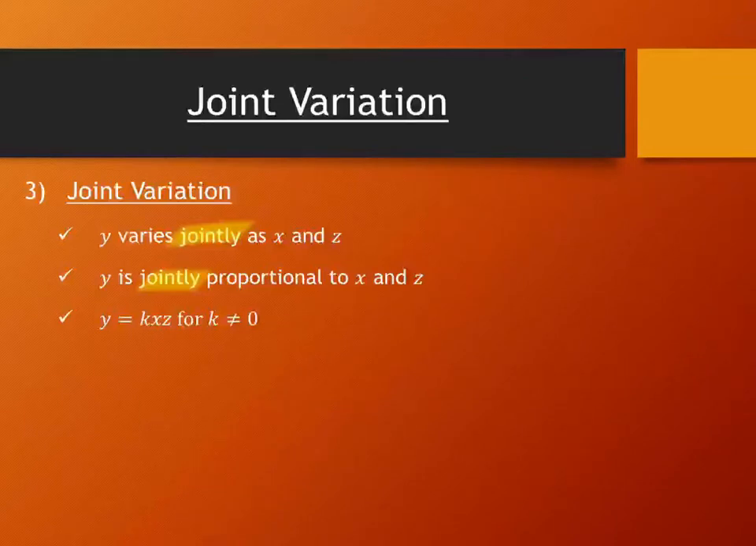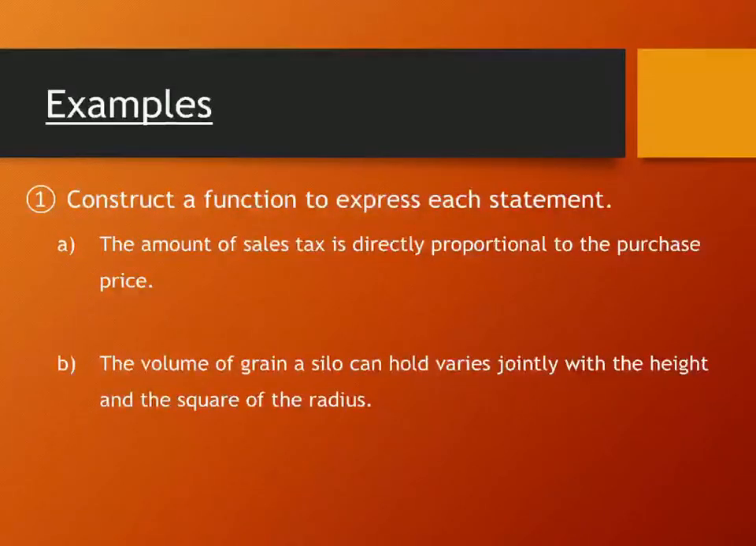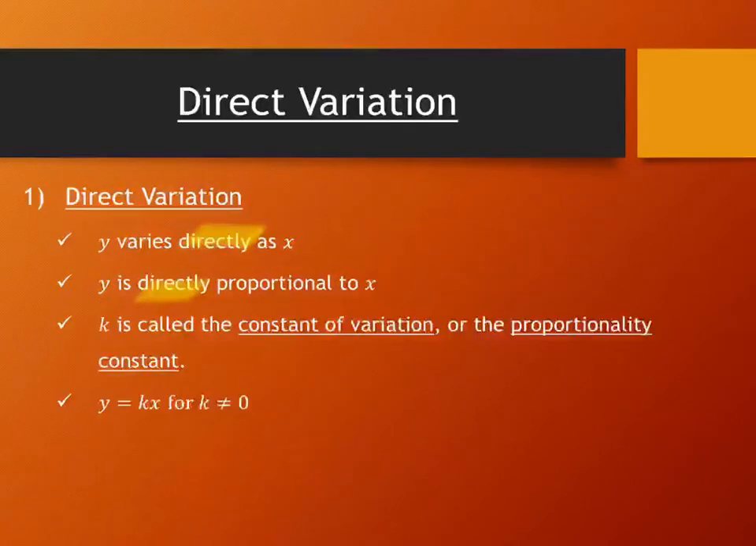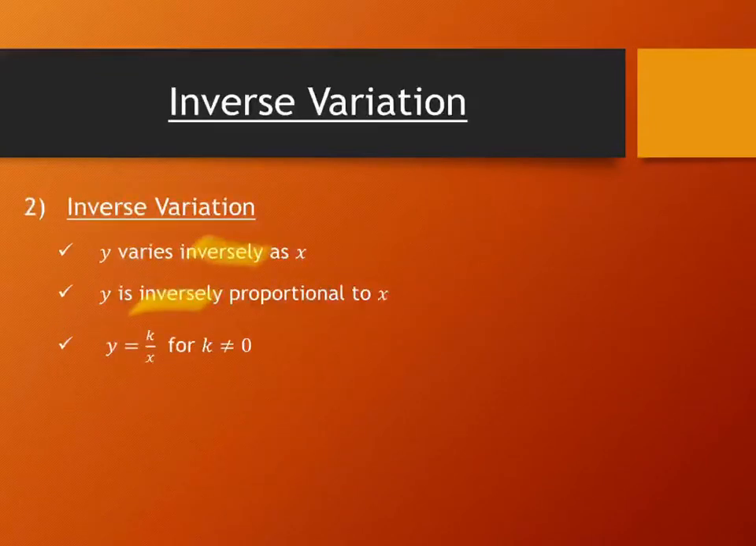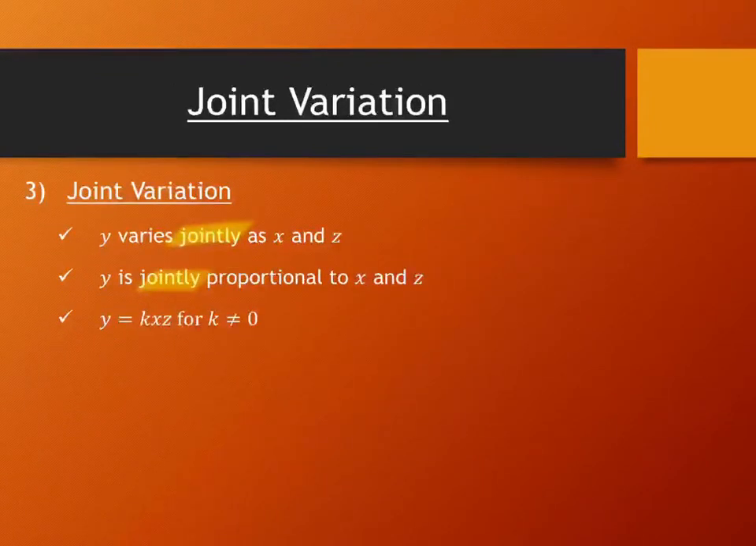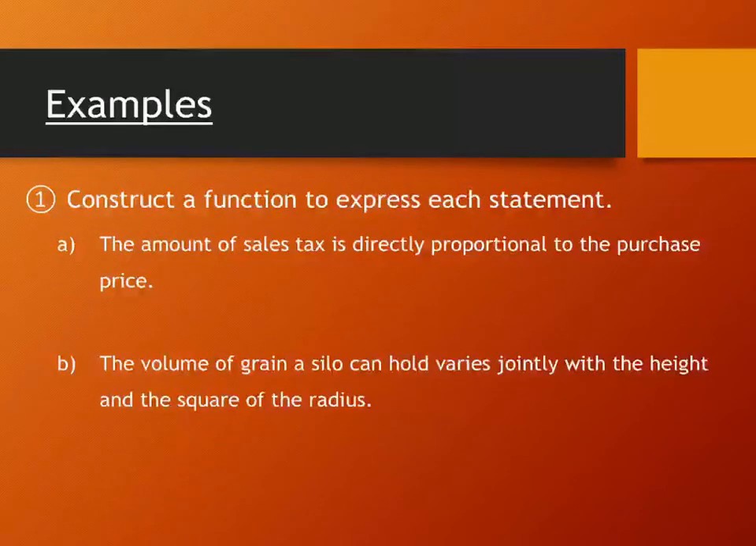All right, so we've got some examples. These are real examples instead of me making things up about current events. We're going to construct a function to express each statement, which just means we're going to write one of these equations. Our equations are going to be either y equals k times x, y equals k divided by x, or y equals kxz. We only have three choices, it's almost like multiple choice. Taking a look at the first one, it says the amount of sales tax is directly proportional to the purchase price. Somebody tell me the key word you just saw or heard. Directly.